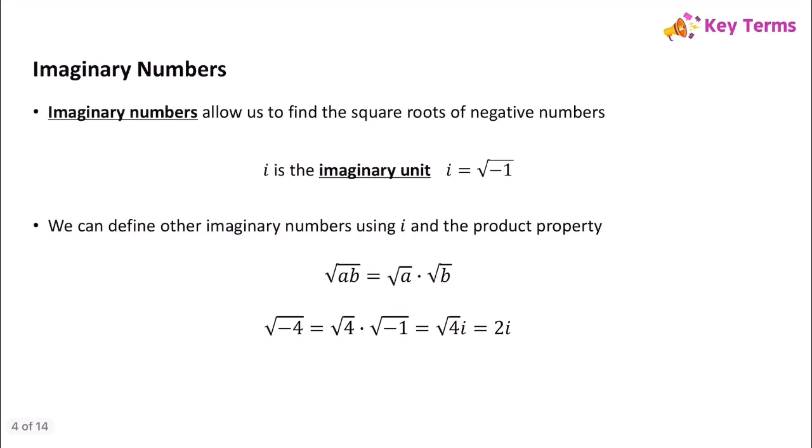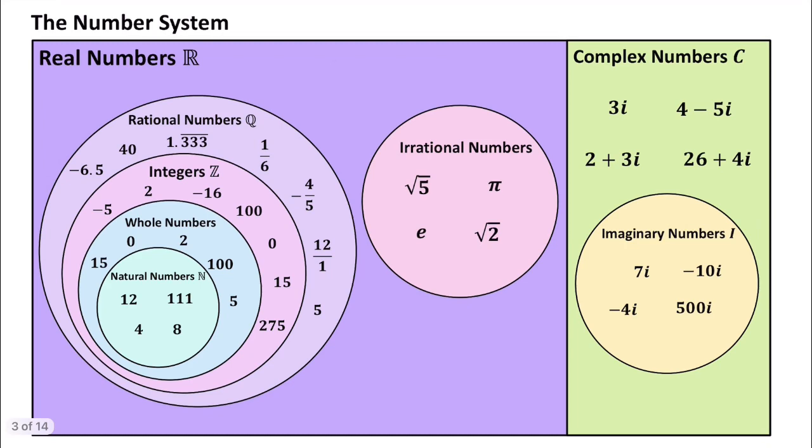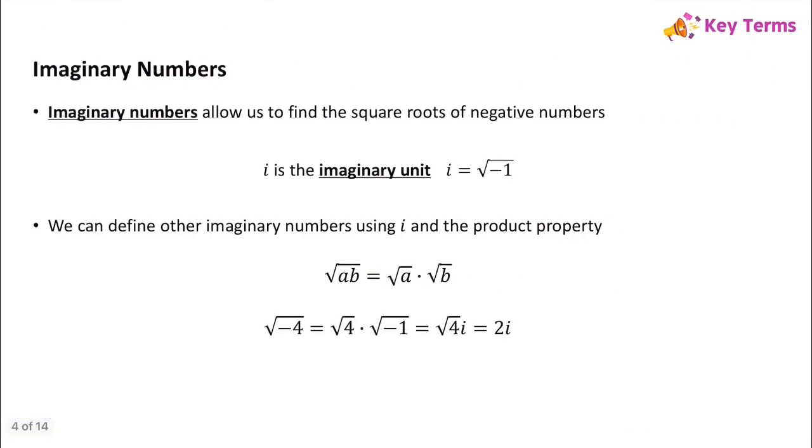So what an imaginary number does is it allows us to find the square root of a negative number. Remember, so far when you've been solving problems and you get to the point where you have the square root of a negative number, you've been writing no real solution. The reason is because the solution is an imaginary number, and notice that imaginary numbers are not contained within the set of real numbers. So what we do is define i to be the imaginary unit, and what i equals is the square root of negative 1.